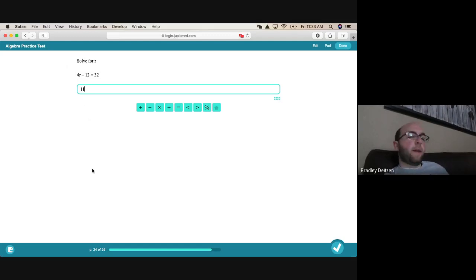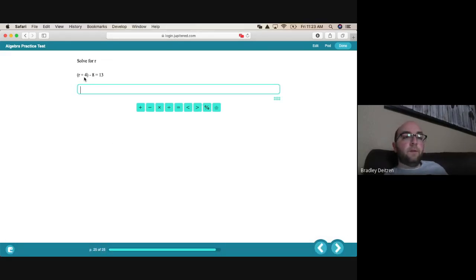And you can plug that back into the problem and see if it works. 4 times 11 is 44, minus 12 does in fact equal 32. Okay, so all we did was the opposite of minus 12, which was plus 12, and the opposite of times 4, which was divided by 4.